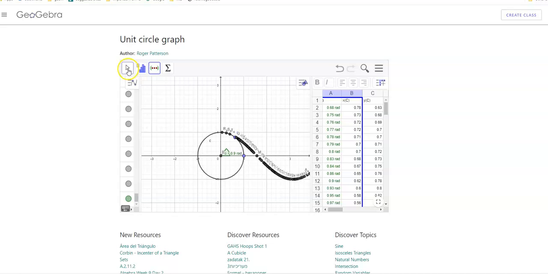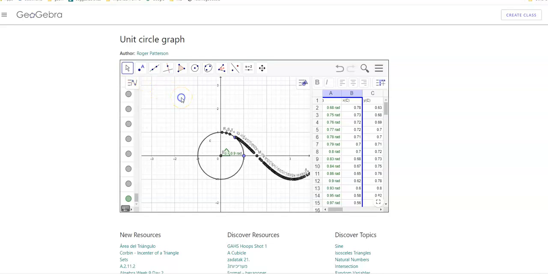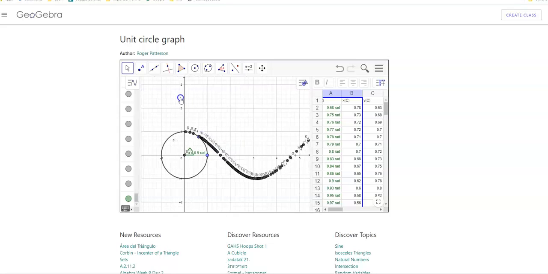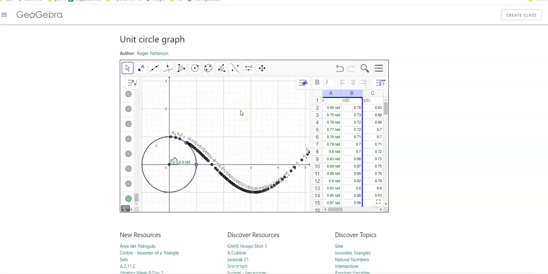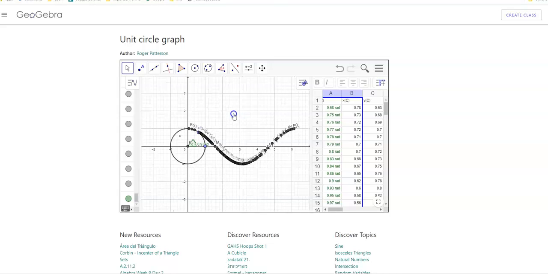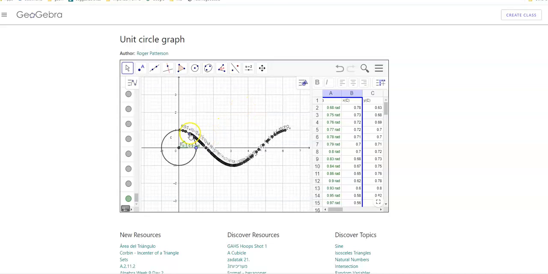And there's the graph. So now I'm going to click back on here and move this a little bit. Make it a little bit smaller so you can see everything. There it is. So here is the number line. You can see these points are going this way. This is our radian measure and our X coordinates. So they start up here and then they go down and bottom out and then come back up like that.